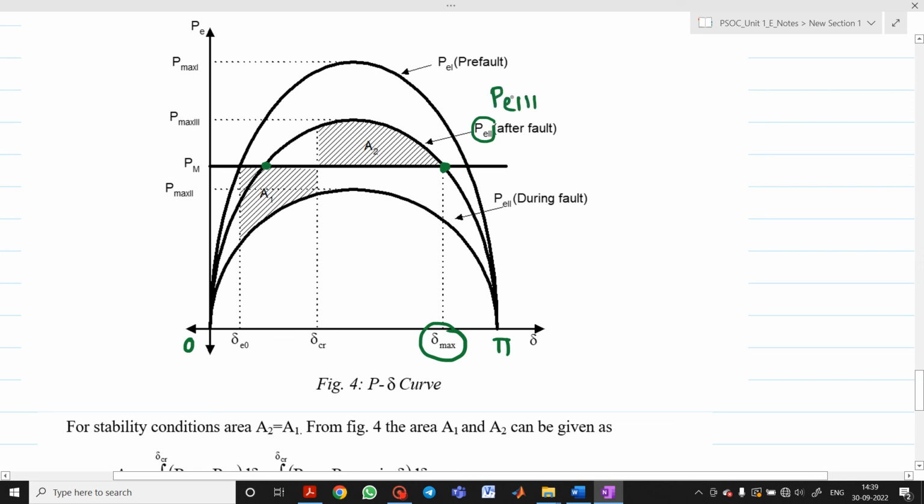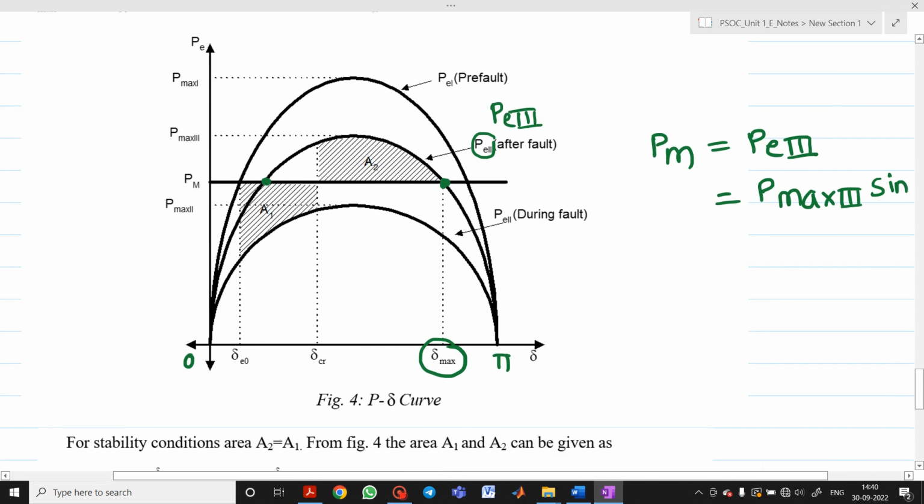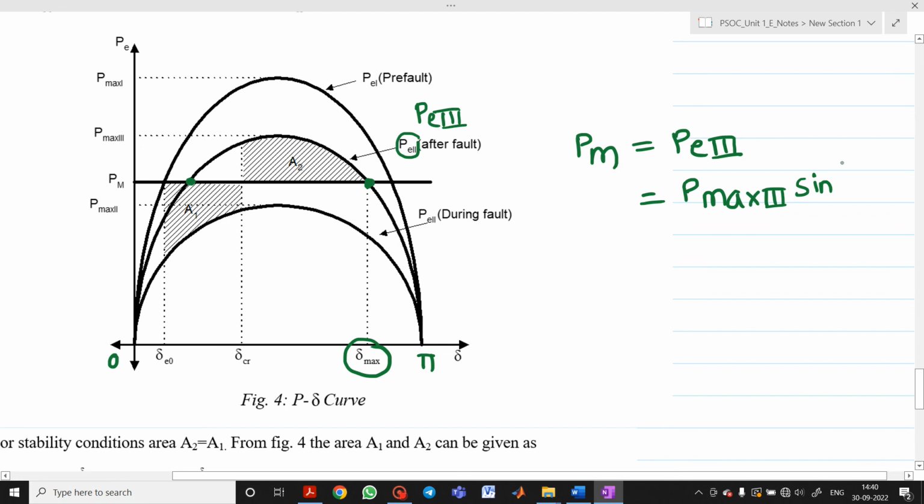This is your PE3. So how can I write? Your PM line intersects this curve. The curve is PE3, which is equal to Pmax3 sin delta. Let me write again: Pmax3 sin delta. So can I write the value of delta here? Yes, I can write. Delta will be equal to sine inverse of PM upon Pmax3.